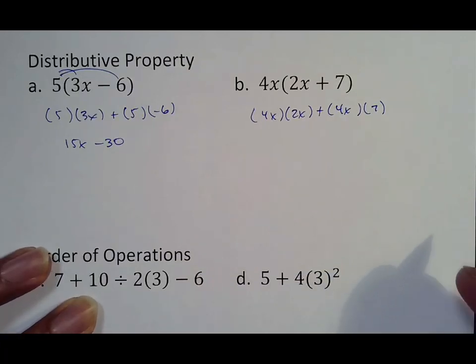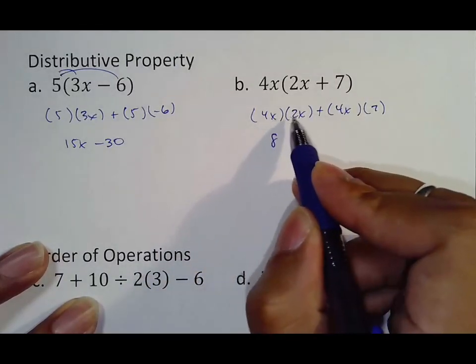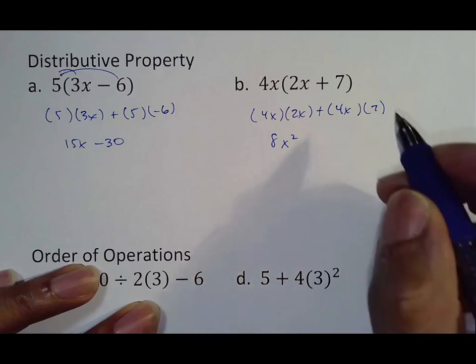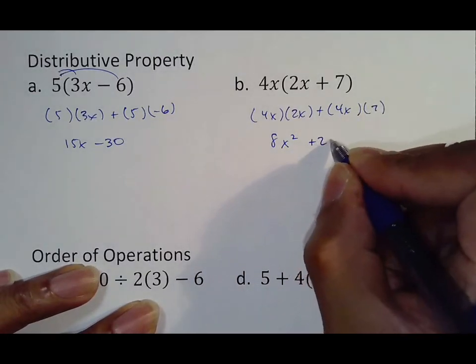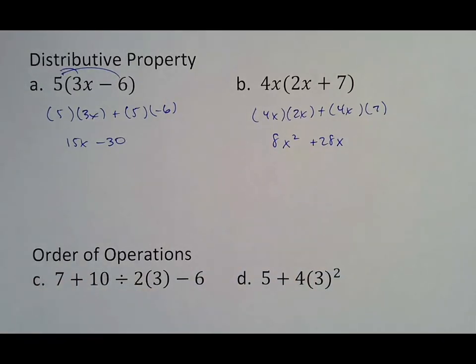So when we go to do this one, here's the thing. 4 times 2 is 8. But the trick here is that there is 2 x's, so it's actually going to be 8x squared. 4 times 7 is 28. But there's only 1 x here, so we just bring down an x. So that is where you will be going at some point.